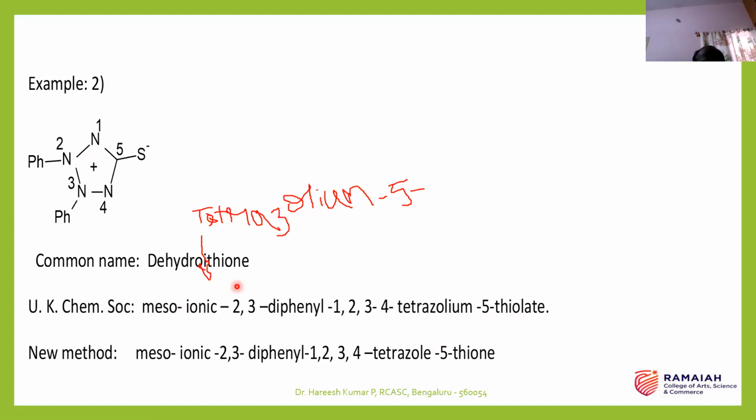The difference between the UK's nomenclature and the IUPAC one is only the change in the suffix part. Here, tetrazole ends with OLE, and 5-thione. Okay, thione means sulfur-containing ketone. So this is about the nomenclature. So now let's look into another part.